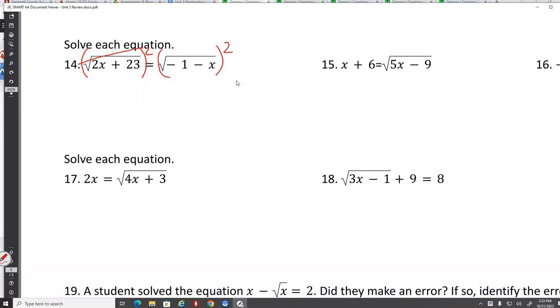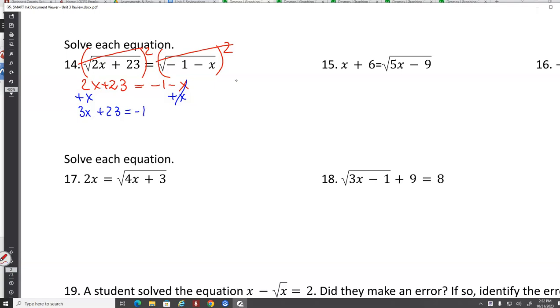To get rid of that square root, that leaves me with just what's on the inside, which is 2x plus 23 equals negative 1 minus x. And now all I have to do is combine like terms. I do want all my x's to be combined on one side and all my numbers on another side. So I'm going to move the x to the right, which is going to cancel out the x on the right and give me 3x here, plus 23 equals negative 1.